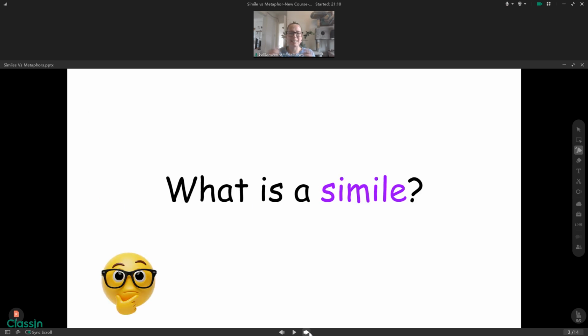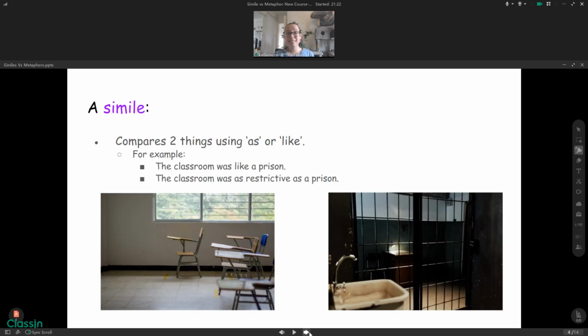So, what is a simile? What do you think a simile is? Okay, maybe write your definition down. And it's okay if you don't know as well. So, a simile compares two things using as or like. For example, the classroom was like a prison, or the classroom was as restrictive as a prison. Can you see the classroom is being compared to a prison? And we use the word like, or we can say as.